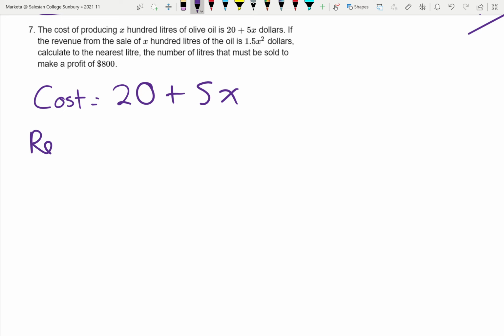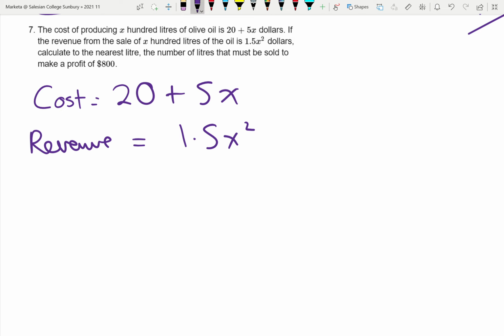If the revenue from the sale of x 100 litres of the oil is 1.5x squared, so remember revenue, that refers to the money you get, not taking into account the money you spent. So again, the example I used in a previous video was if you sell cupcakes and you buy all the ingredients and then you sell them, and in your cash register you've got $100, then the revenue is $100. The profit is what you have once you've taken into account all the money you've paid for those ingredients. The revenue doesn't take that into account. So that's our revenue equation there.